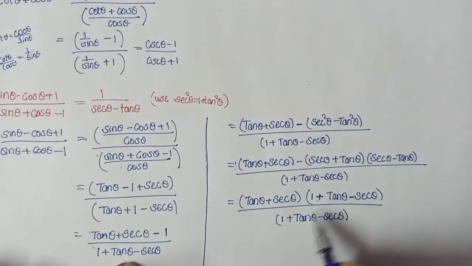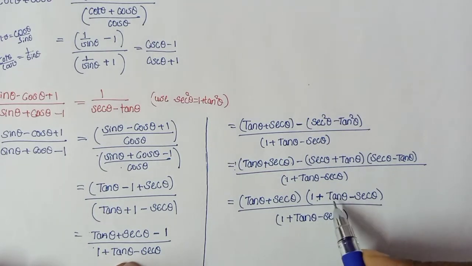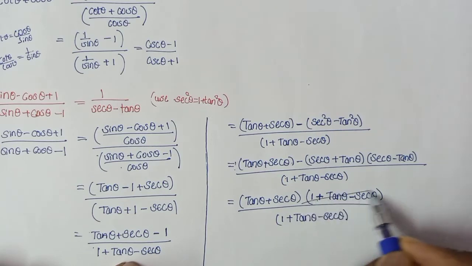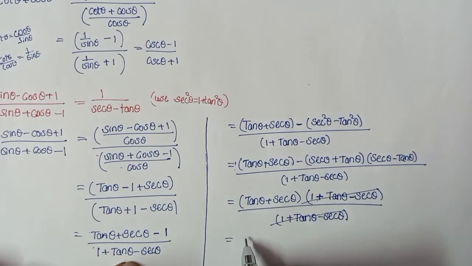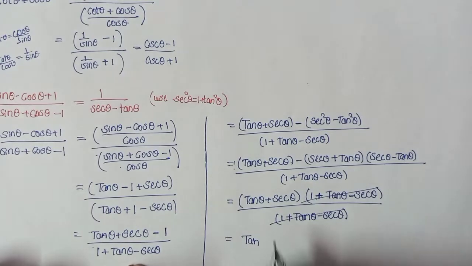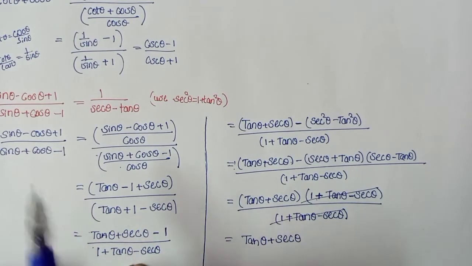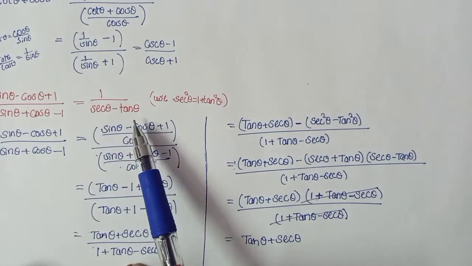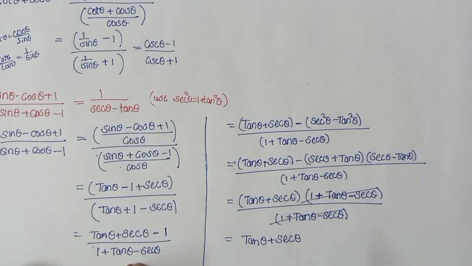If you observe, these two terms are similar, in multiplication and division, so we can cancel these two terms, 1 + tan theta − sec theta. What are you remaining with? You're remaining with tan theta + sec theta. So this entire expression we converted to tan theta + sec theta. But we need to show 1 by (sec theta − tan theta), not tan theta + sec theta. So we need to do further modification.